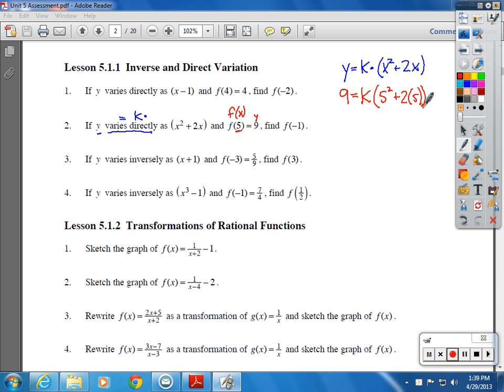And then you solve for k. So 9 is going to equal k times 25 plus 10, which is 35. So k equals 9 35ths, and I do not believe that that could be reduced. The reason we find k is so we can rewrite the original with a k value there. That way it's just a normal function with two missing variables. So we end up with y equals 9 35ths times x squared plus 2x.